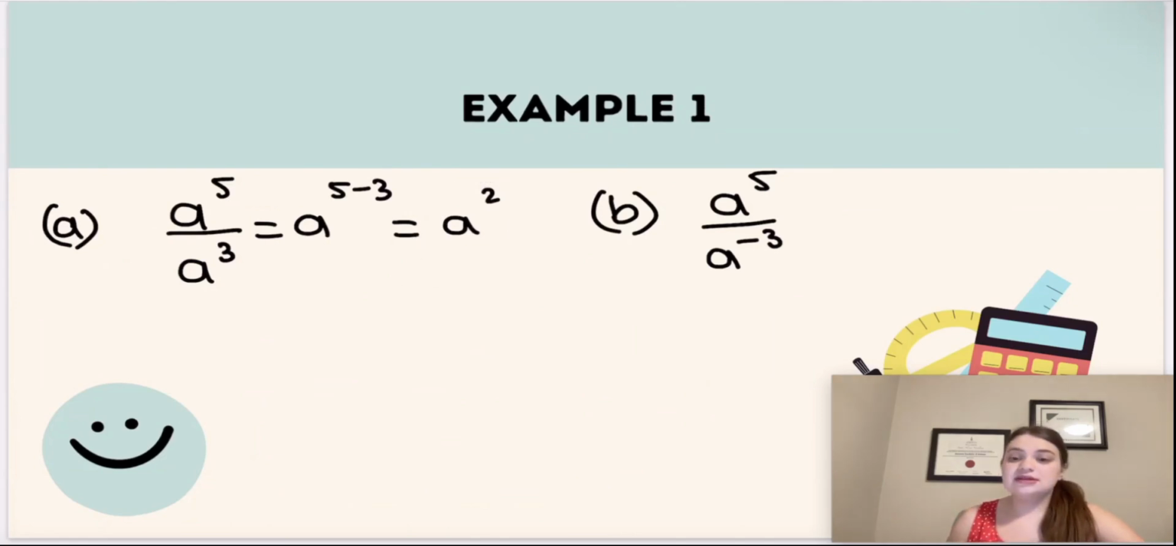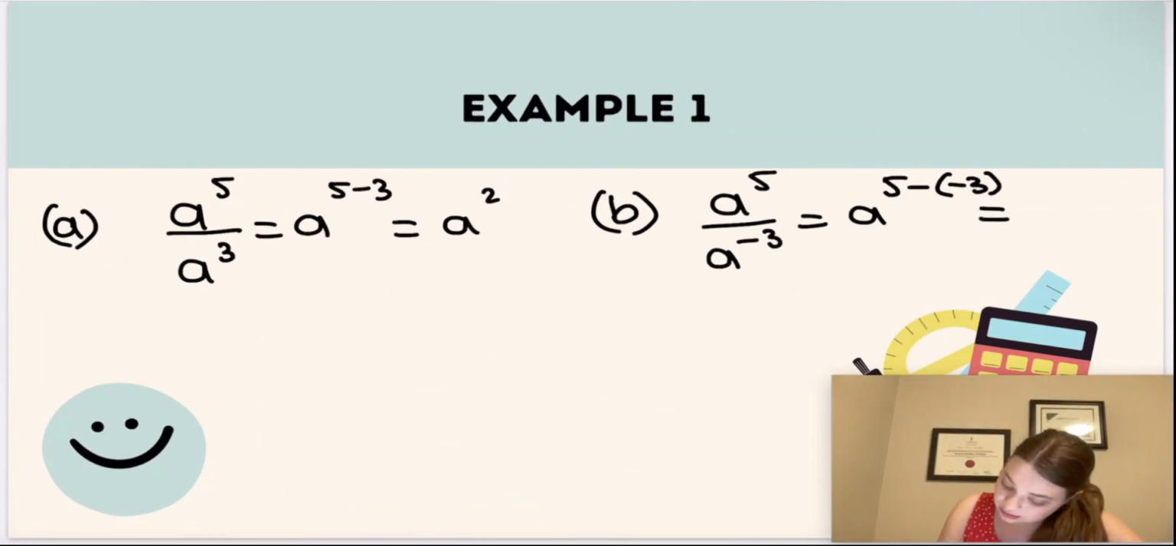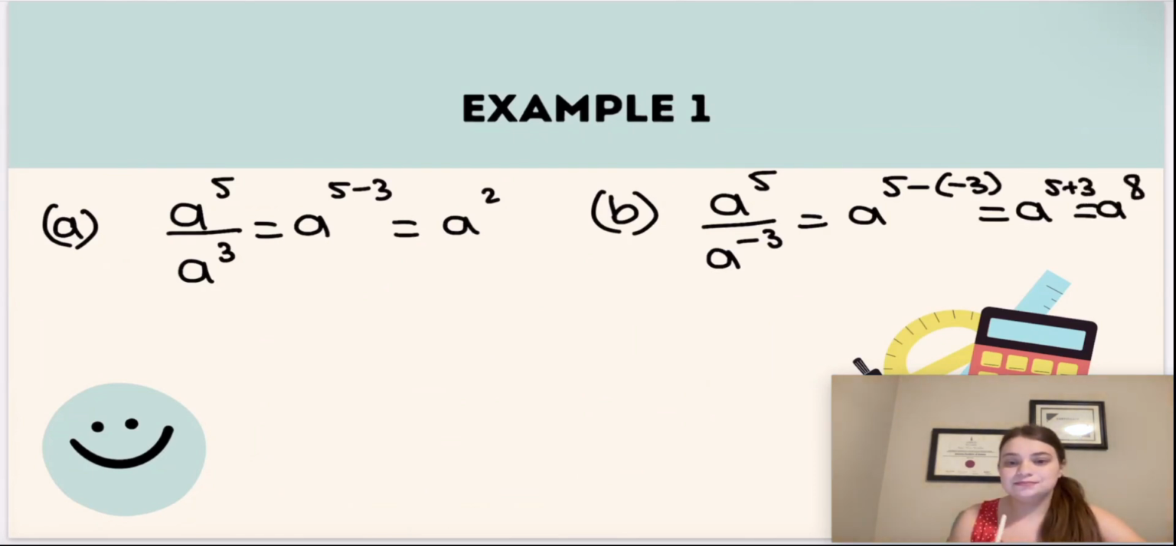All right, what about this second one? A to the power 5 over a to the negative 3. So again, we need to subtract. So this is going to be a to the power of 5 minus negative 3. And recall that minus negative 3 is the same as plus 3. When we subtract a negative number, that's actually like adding. So therefore, this is going to be a to the power of 5 plus 3, which is a to the power of 8.